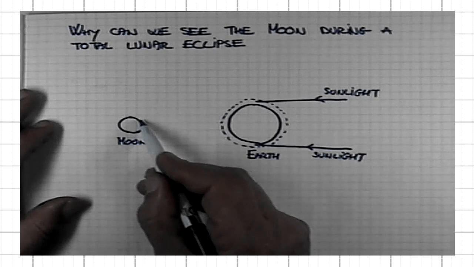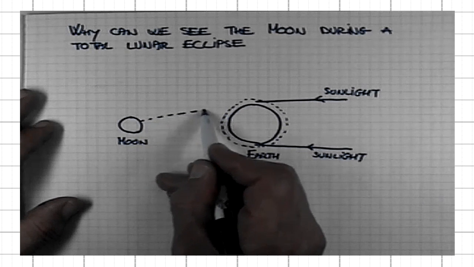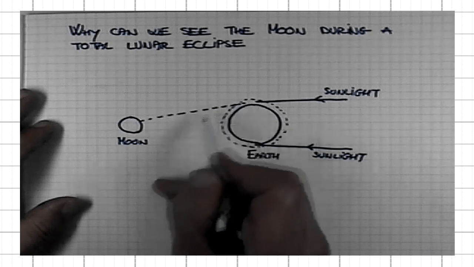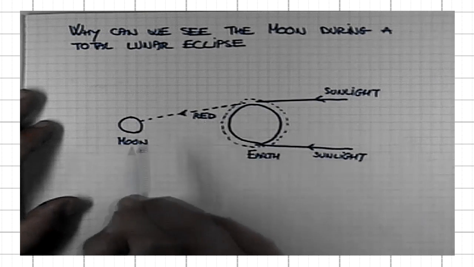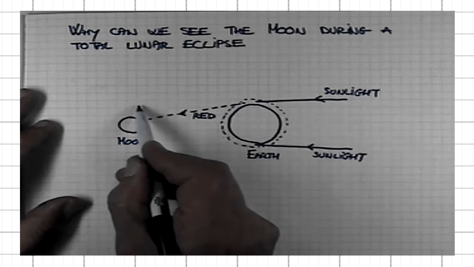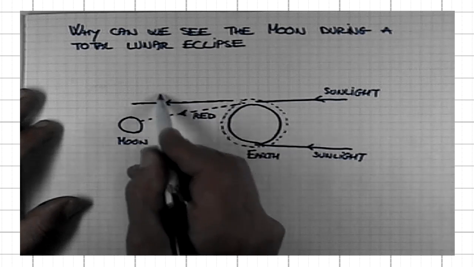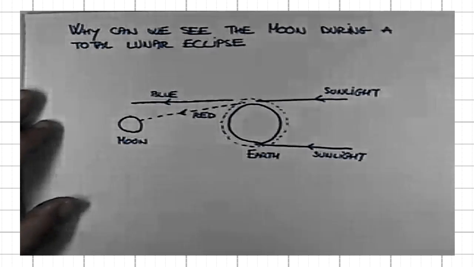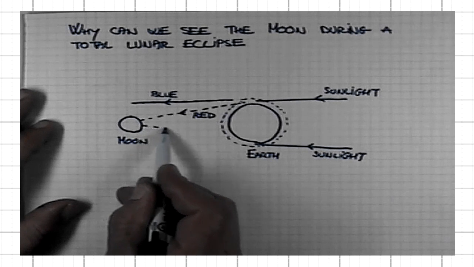So here comes the sunlight. The longer wavelength red light is bent more by the Earth's atmosphere than the blue light, which just zips through. Okay? So the same thing happens here.